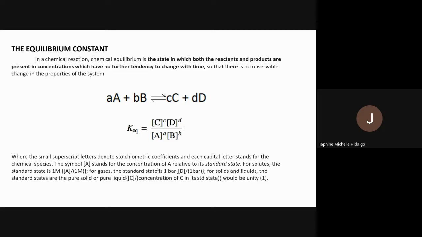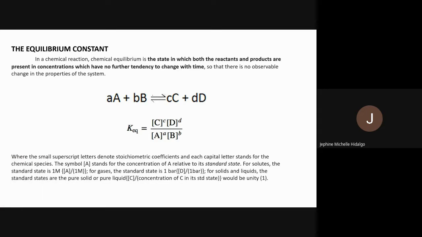Equilibrium describes the state that a system will reach if you wait long enough. Most reactions in chemistry reach equilibrium in times ranging from fractions of a second to many minutes. So kapag meron tayong equilibrium reaction, this is characterized by ito, the double arrow.